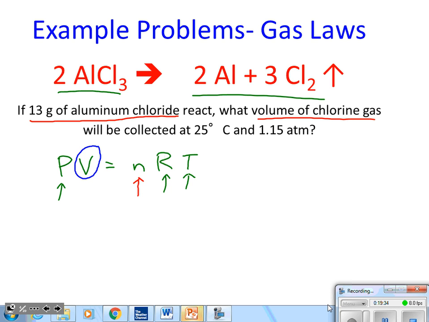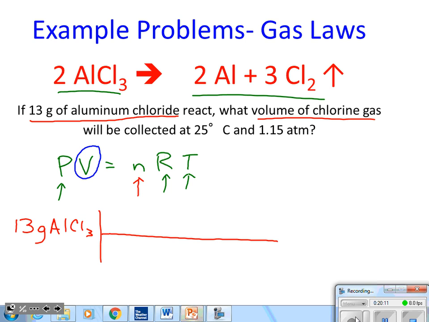So what I want you to do is do that right now in your notes, and then I'm going to do it up here on the board. So make that conversion right now. You should know how to do that. Okay, I see some people talking about this. Let's go ahead and just work it. I have 13 grams AlCl3. I am going to convert that into moles.